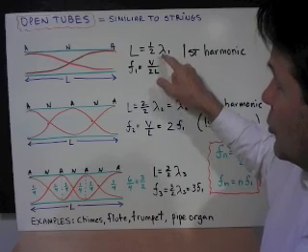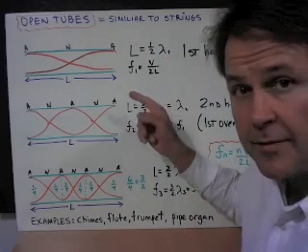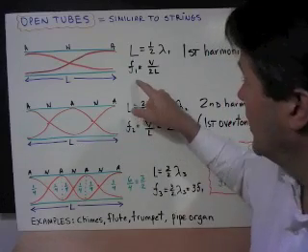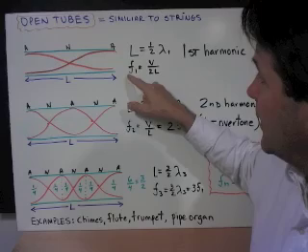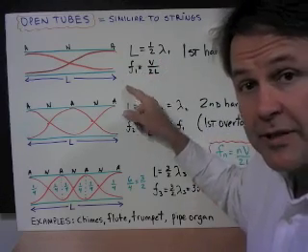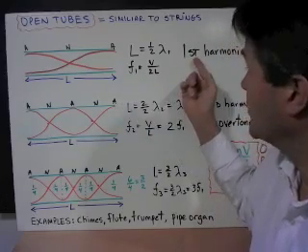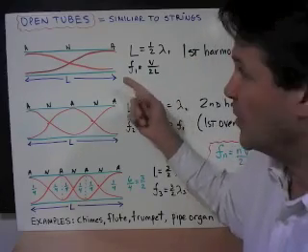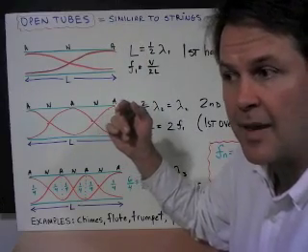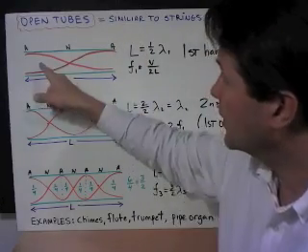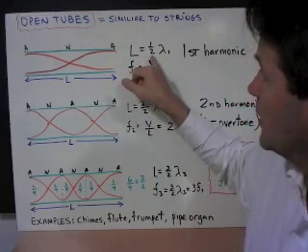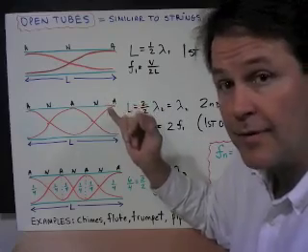And if we incorporate the speed formula, velocity is equal to the product of frequency and wavelength, we end up with this formula, F1 is equal to V divided by 2L. And that should be familiar because that's the same formula for the first harmonic of a string. Remember, tubes, open tubes and strings have the same features. The fundamental is equal to half of the wavelength.